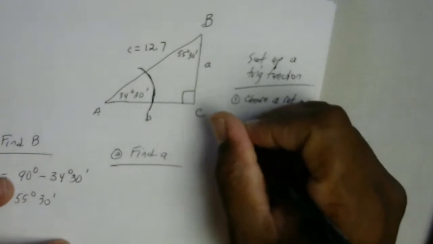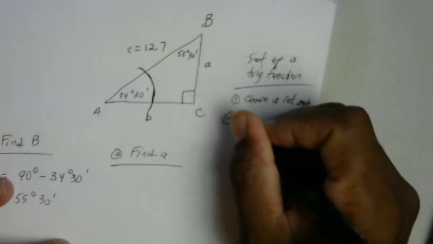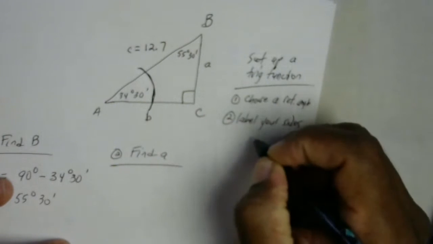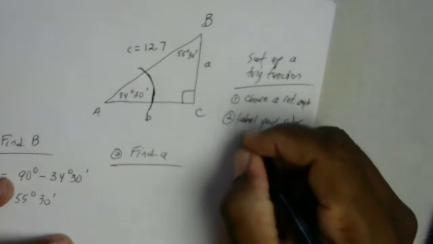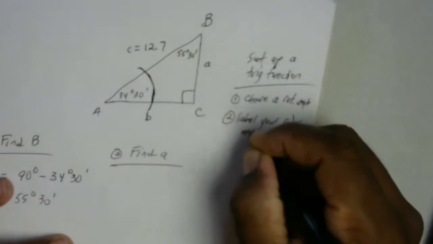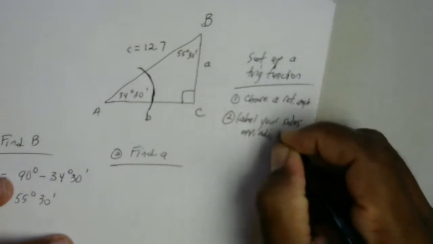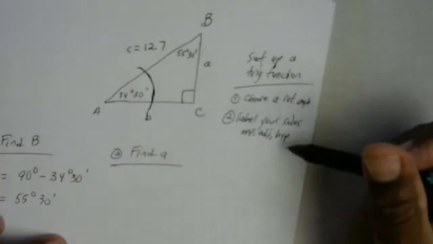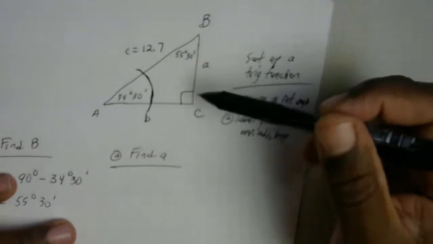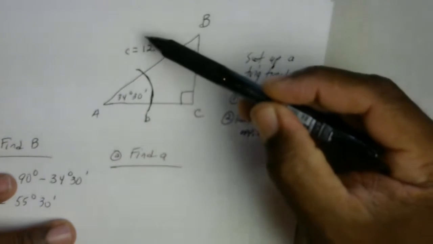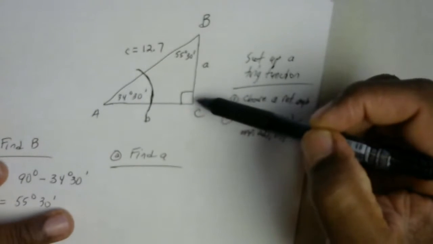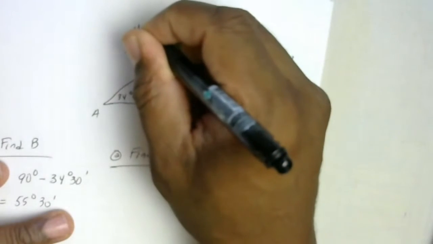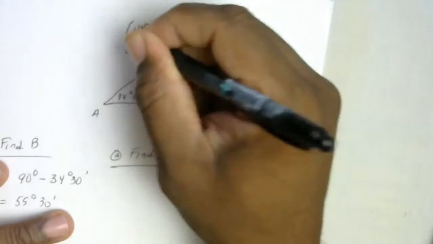Once you choose a reference angle, the second thing you should do is label your sides. When I say label your sides, you want to label by opposite, adjacent, and the hypotenuse. The first side I'm going to label is my hypotenuse. Remember that the hypotenuse is always opposite your right angle. So in this triangle, my hypotenuse is side C, and I'm going to label that as the hypotenuse.